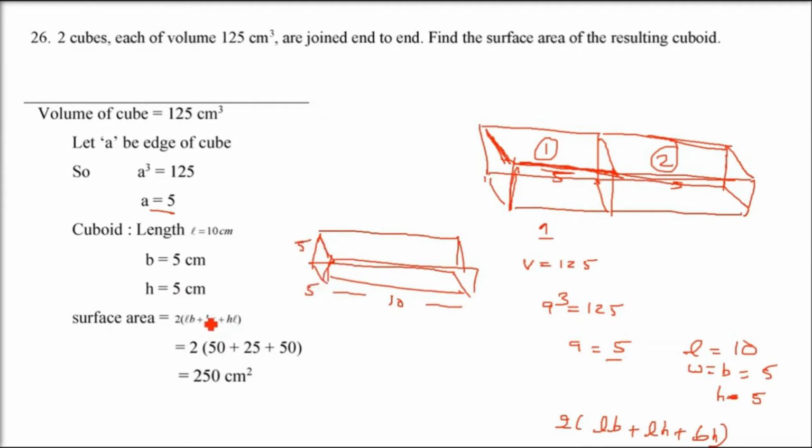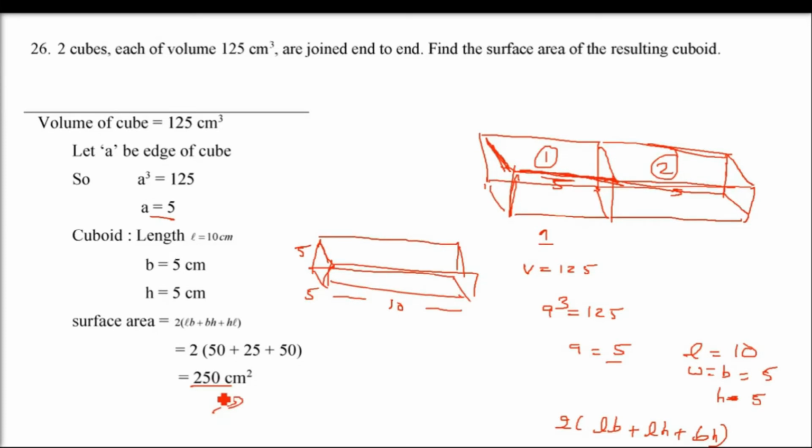So LB, BH, HL, multiply it here, multiply by 2, 250 centimeter square will come. 250. And this area will always come in centimeters square. Cube is always in centimeter cube.